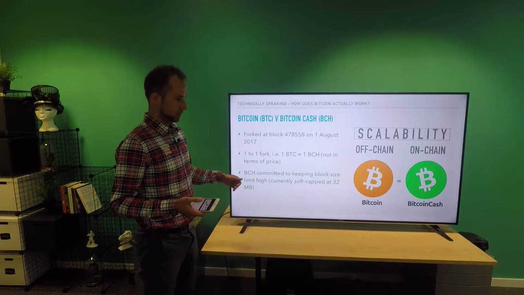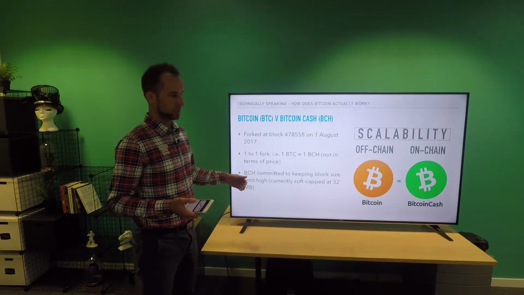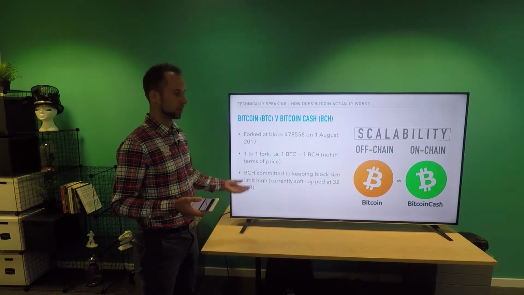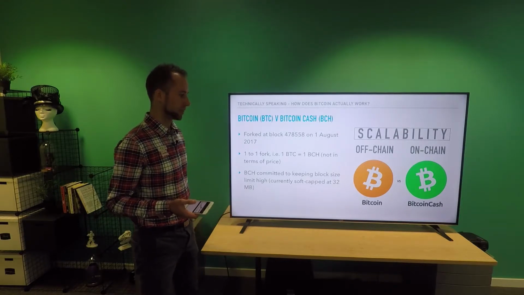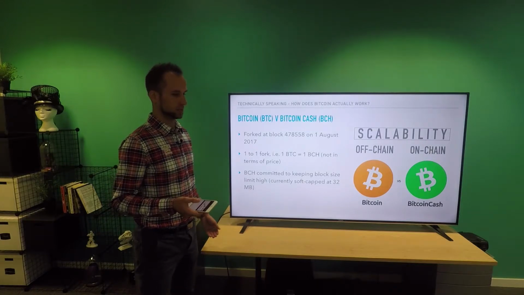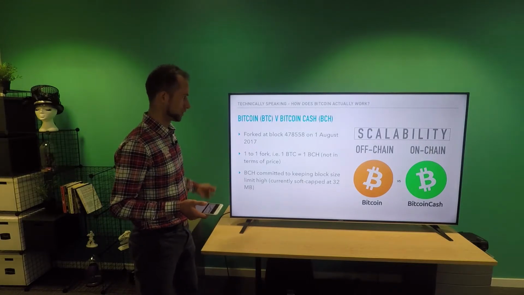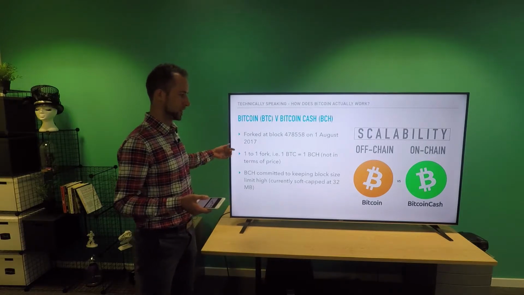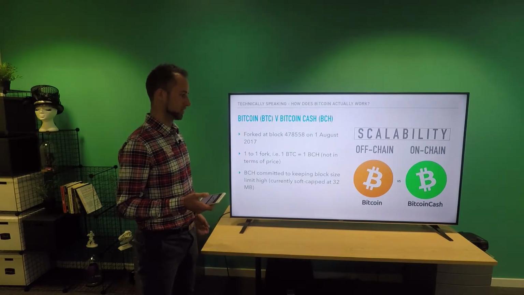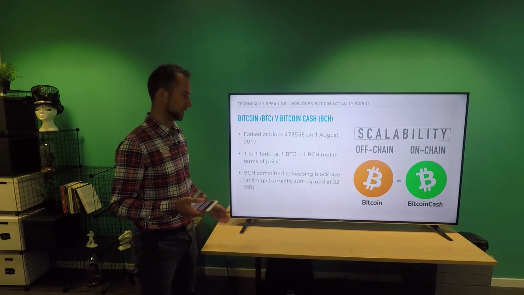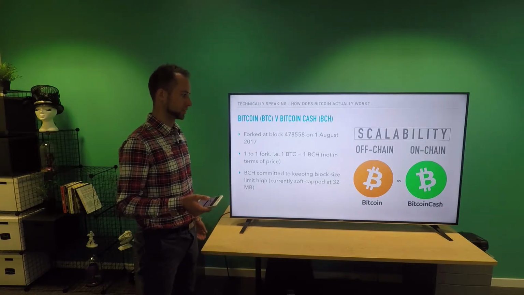So Bitcoin remains on 1 megabyte block size, and Bitcoin Cash forked off to 8 megabyte block size first, and then 32 megabyte block size, and they committed to keep increasing this block size if needed. They forked off August the 1st, 2017, and it was a 1-to-1 fork, so 1 Bitcoin Cash for 1 BTC. That's not always the case. Sometimes it's an arbitrary choice by the programmers.